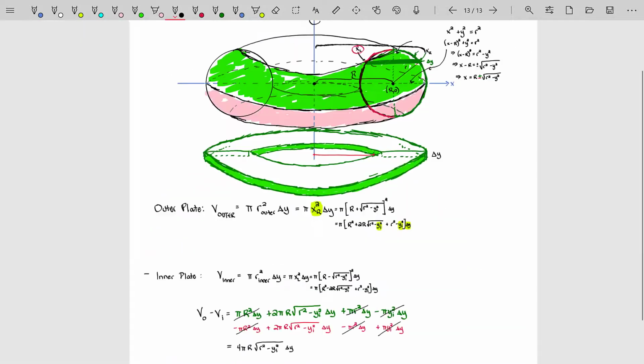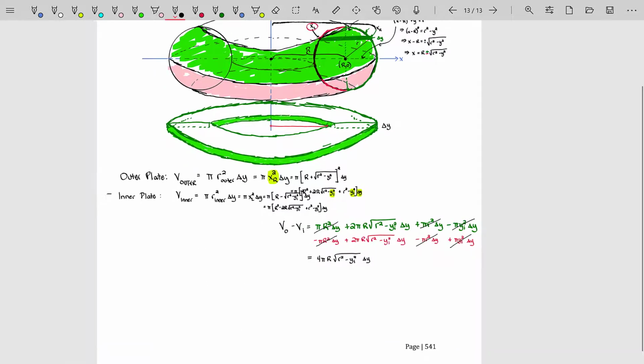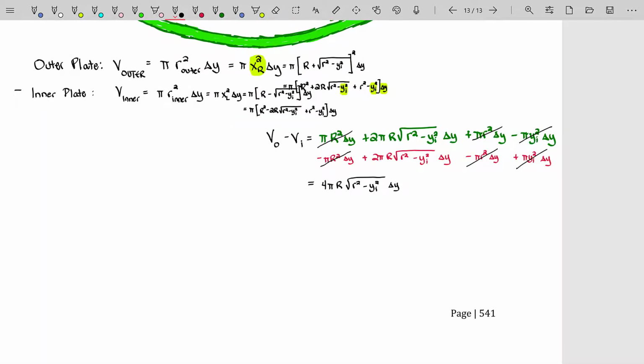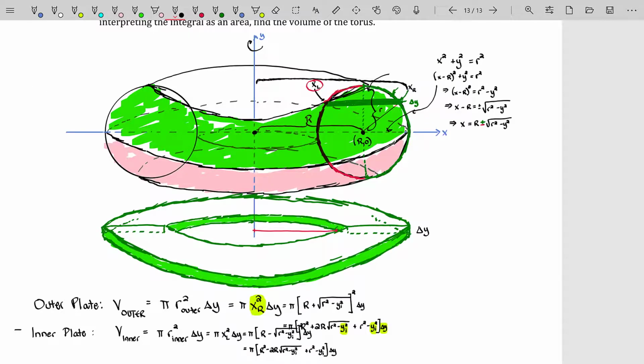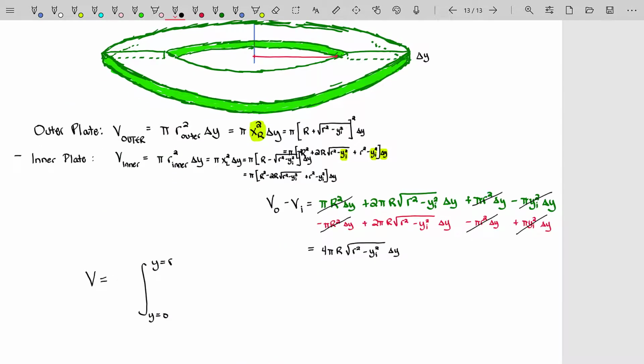So let's go ahead and set up the integral. Again, I'm going to stack plates starting at a height of 0 and ending at a height of little r. This distance right here in y value is actually a distance of little r. And that means I'm going to, in the end, double up my volume because I'm only stacking plates in the top half of the donut. And I'd like to double that up to get the full donut in the long run. And we have 4 pi capital R and then square root of little r squared minus little y squared dy.